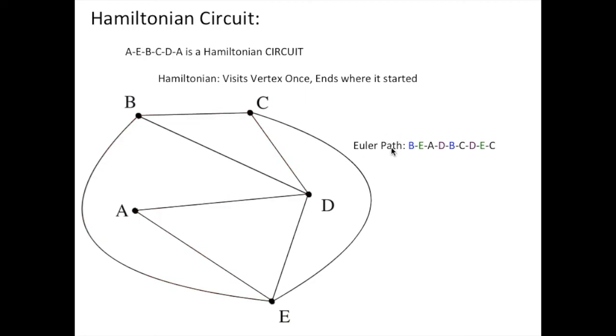Let's say we were looking at an Euler path. B to E to A to D to B to C to D to E, and then back to C. So we've covered every edge, so it's Euler, but we ended up visiting a lot of vertices more than once. We visited B twice, we visited E twice, and C we visited twice as well. A lot of vertices we visited more than once. That's why this would be an Euler path and not a Hamiltonian path.